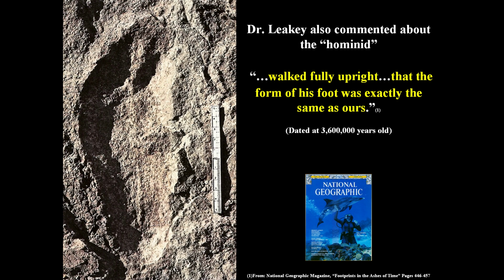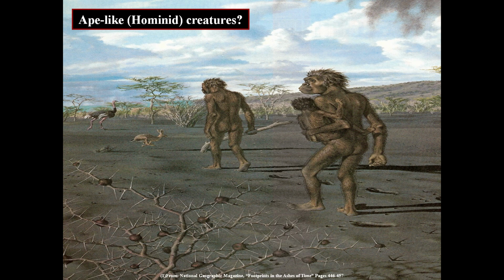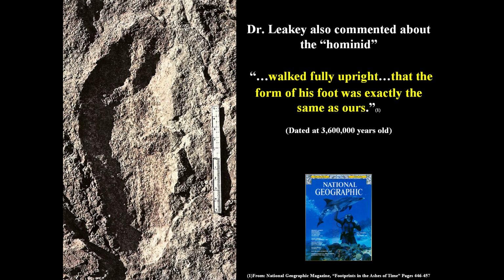I really wonder sometimes, do they really think about what they say before they say it? But they have half human, half ape creatures making these footprints in the National Geographic. Absolutely just ridiculous, but then they make this statement that the form of his foot was exactly the same as ours. So, again, I don't understand how they come to those conclusions, but that's the case with evolution. It just doesn't make any sense whatsoever.